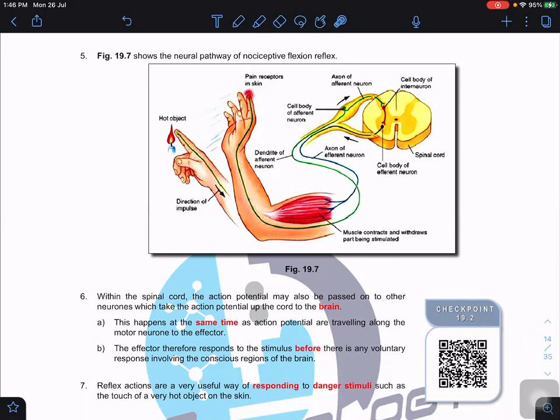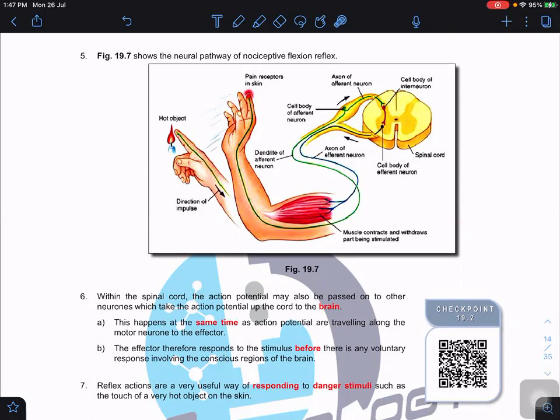Polysynaptic reflex. What will happen here? We need to have the intermediate neuron. So the intermediate neurons will synapse with the motor neurons. These motor neurons will carry the action potential all the way to our bicep here, so it will cause our bicep to contract. So it completes the entire reflex.